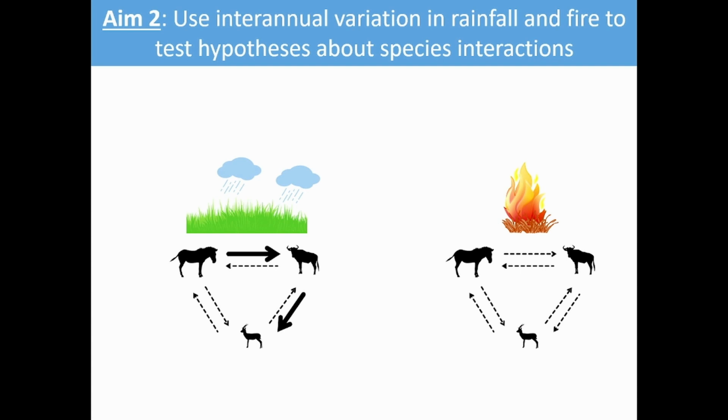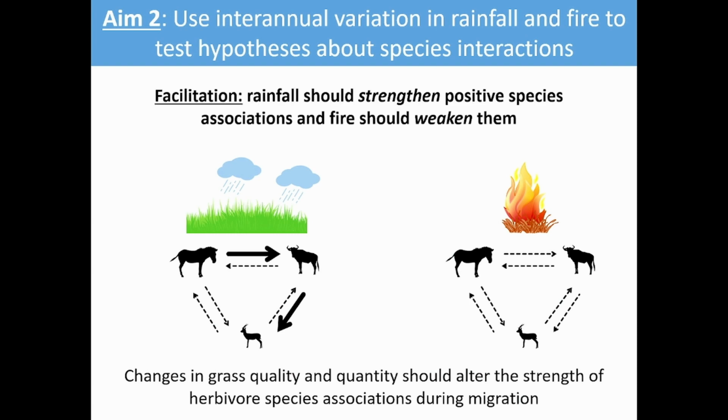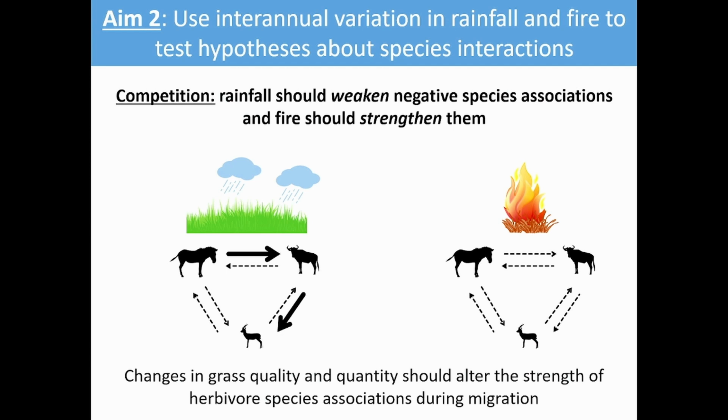Our second aim was to use interannual variation in rainfall and fire in order to test hypotheses about species interactions. The idea here is that changes in the grass quality and quantity should alter the strength of herbivore species associations during migration. So if facilitation is occurring, rainfall should strengthen positive species associations and fire should weaken them. And likewise, if competition is operating, rainfall should weaken negative species associations and fire should strengthen them.